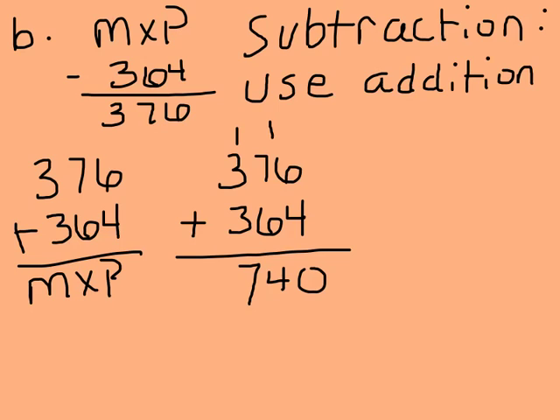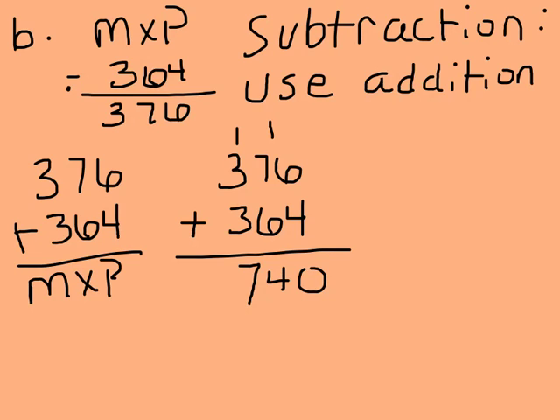Alright, in practice problem B, we have a subtraction problem. And the inverse operation of subtraction, the one that undoes it, is addition. So you're going to first look for this sign, see what kind of problem you have, and then you're going to know what you need to do. So we're going to use addition. We're going to say 376 plus 364, and that equals MXP.